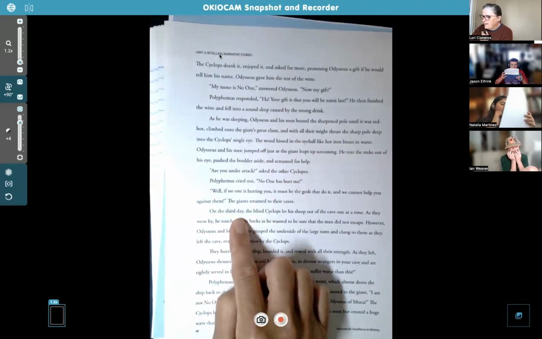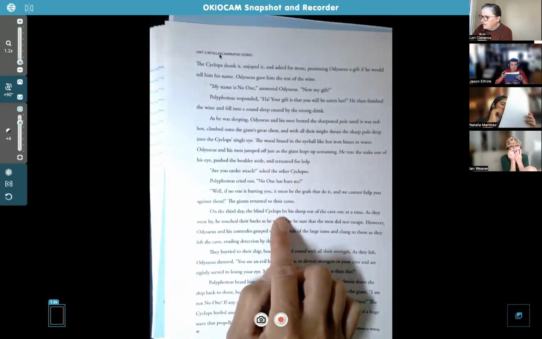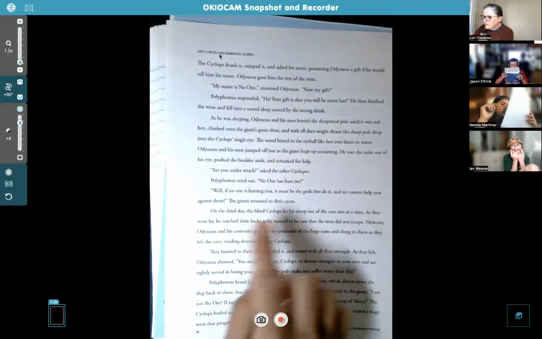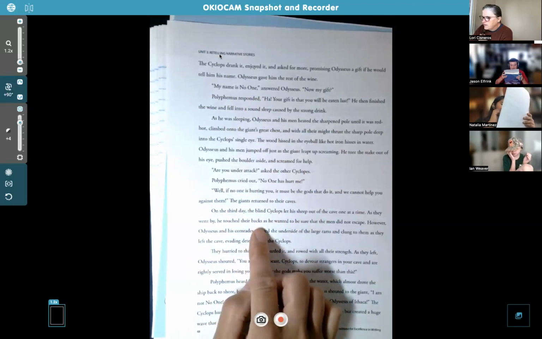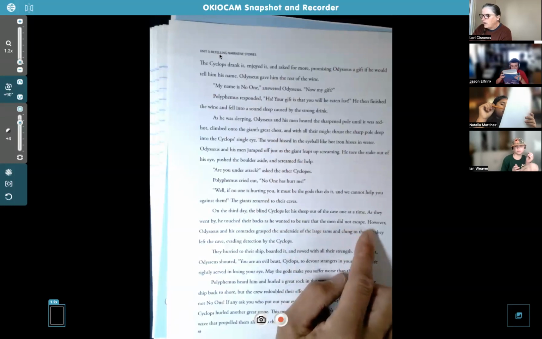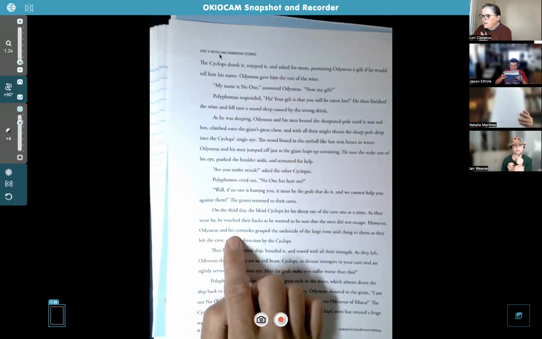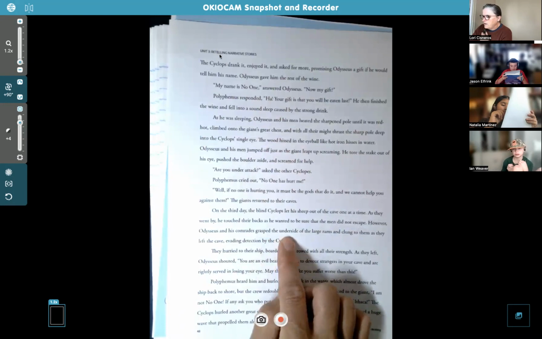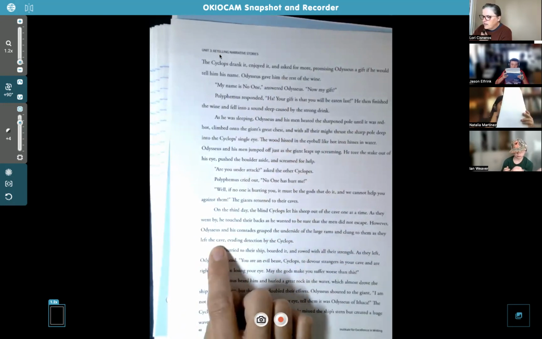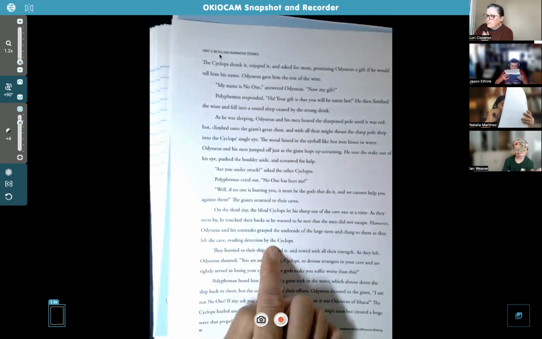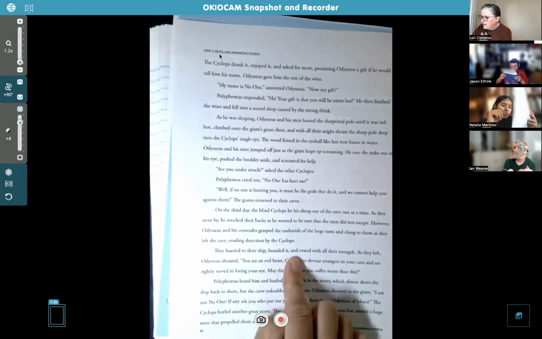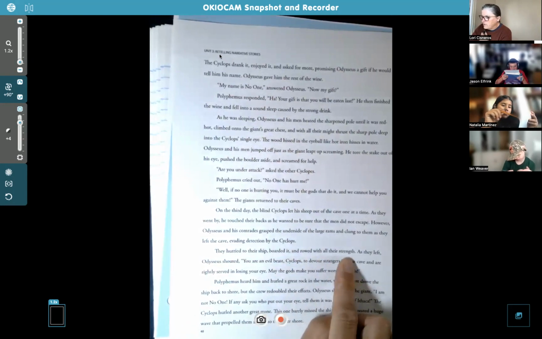On the third day, the blind Cyclops let his sheep out of the cave one at a time. As they went by, he touched their backs, as he wanted to be sure that the men did not escape. However, Odysseus and his comrades grasped the underside of the large rams and clung to them as they left the cave, evading detection by the Cyclops. They hurried to their ship, boarded it, and rowed with all their might, or all their strength.